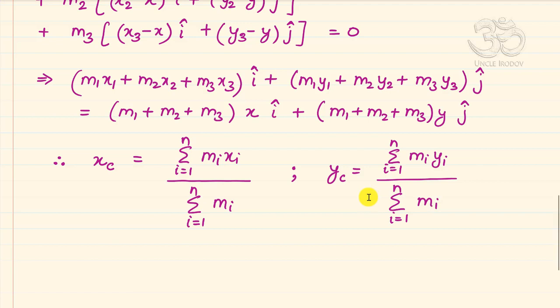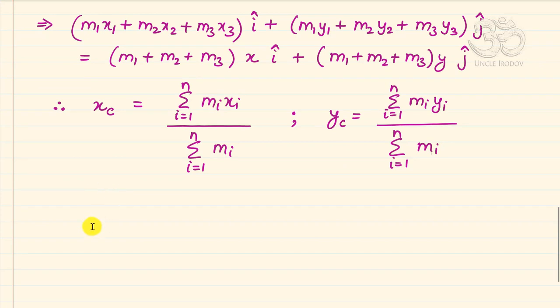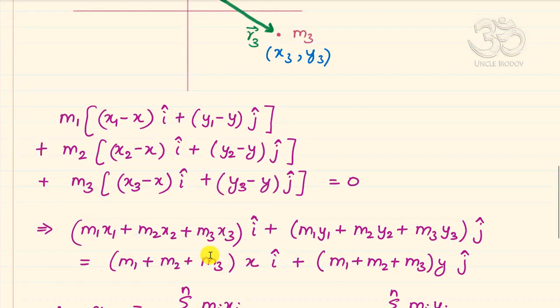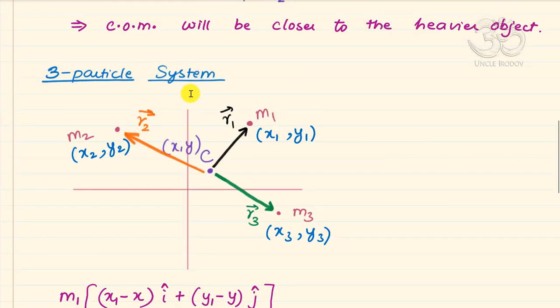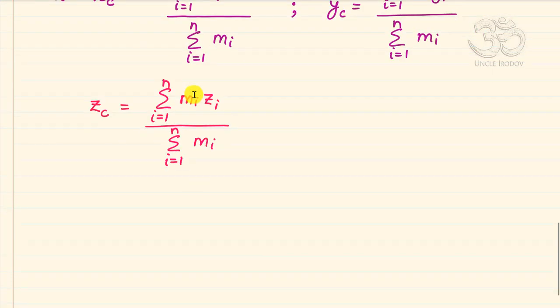So if you had x, y and z coordinates, you will also have a z coordinate of this point C, and the z coordinate of this point C will be summation of i going from 1 to n mi zi divided by summation of i going from 1 to n mi. So you will get the center of mass of any number of particles using this method. Once you do it for a 3-particle system, you can easily extend to an n-particle system. The extension to an n-particle system is very trivial.